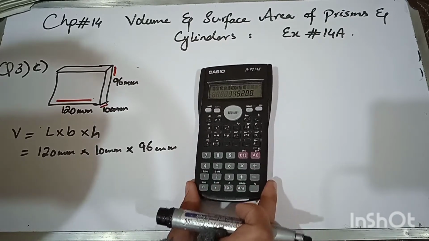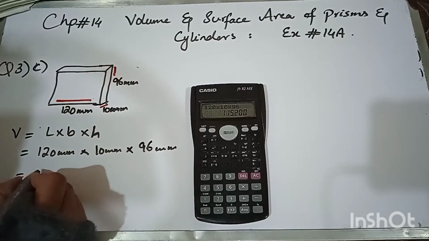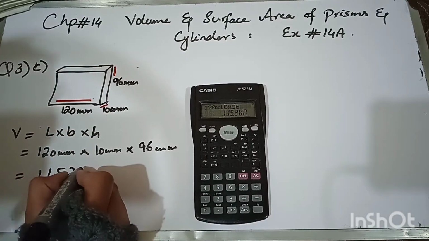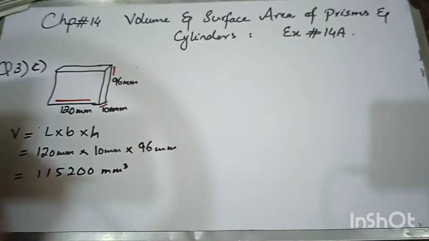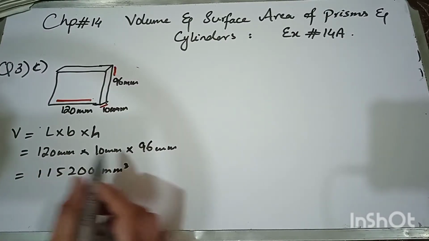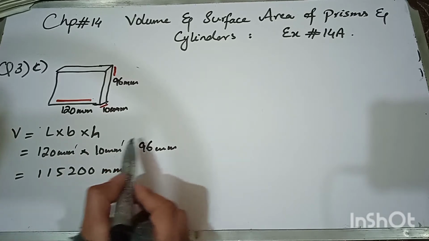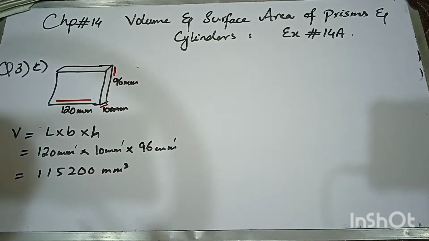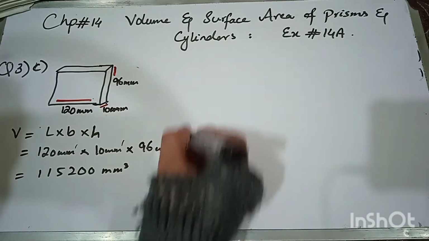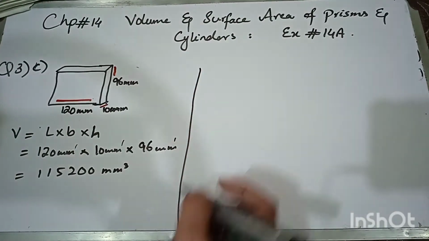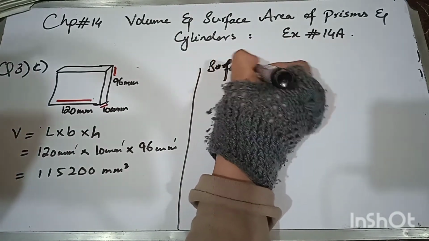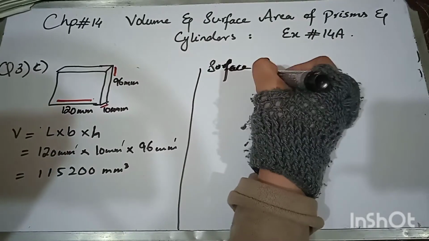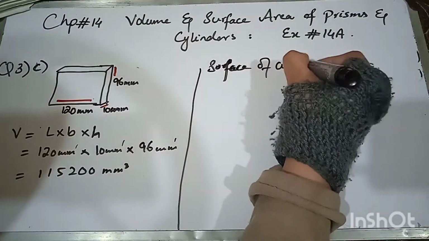So this is equal to 115,200 millimeter cube. Okay, we have to write the power: millimeter with power 1, power 2, and 3. So altogether in the multiplication the powers will be added if their bases are the same, so it becomes millimeter cube. Now we have to find out the volume, sorry, not volume, the surface area of the cuboid.